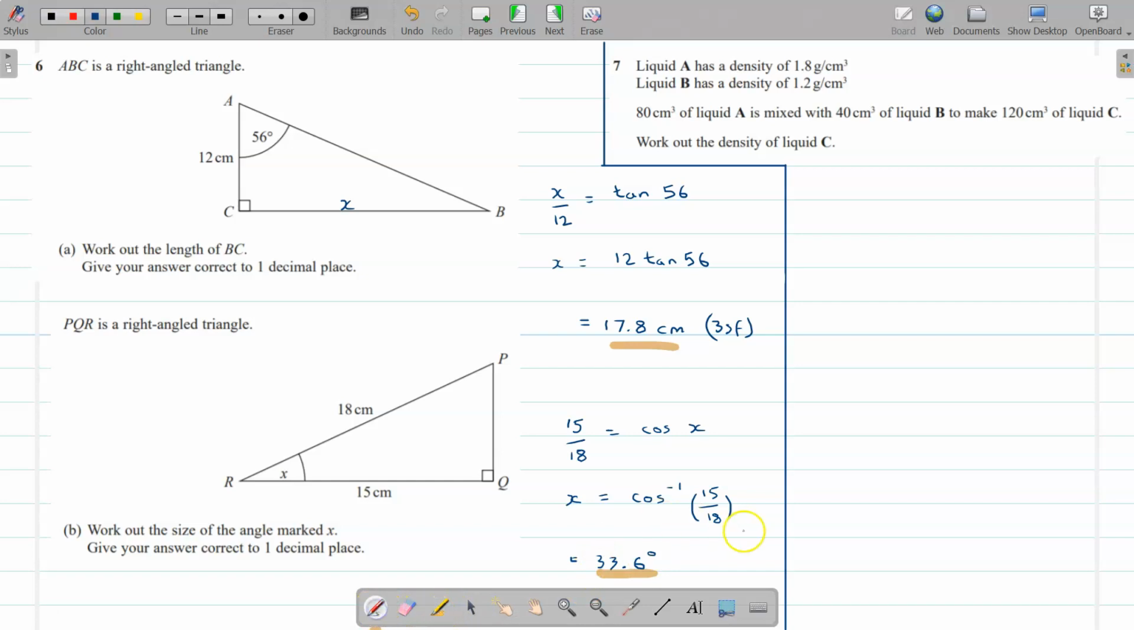Okay, and that's 3SF. Okay, now question 7 is also here, so we'll go straight on to that. Now question 7 is about these 2 liquids, and we just need to remember this. I'll just put this up here.